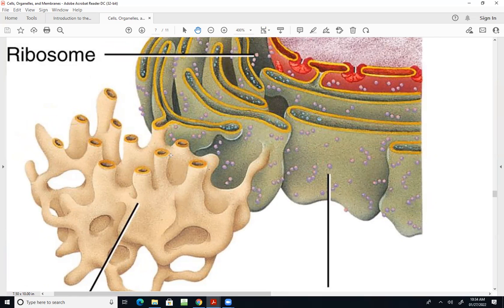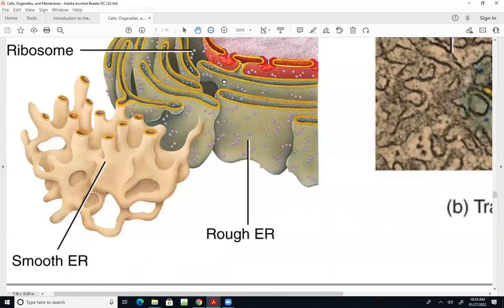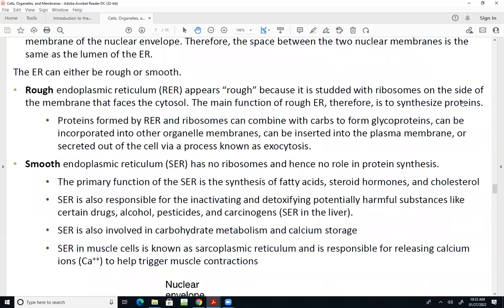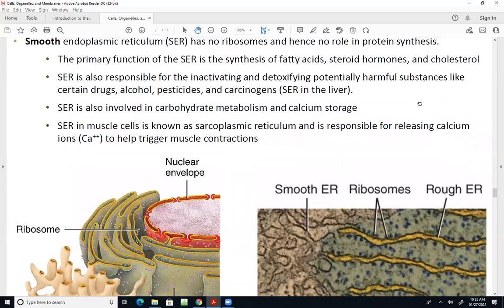The difference between the rough and the smooth is as simple as, are there ribosomes or not? The rough appears rough because of the ribosomes that are attached. And as we just learned, ribosomes are what produce the proteins. So the main function of the RER is to synthesize proteins. The smooth ER has no ribosomes. It has no role, therefore, with producing and synthesizing our proteins.